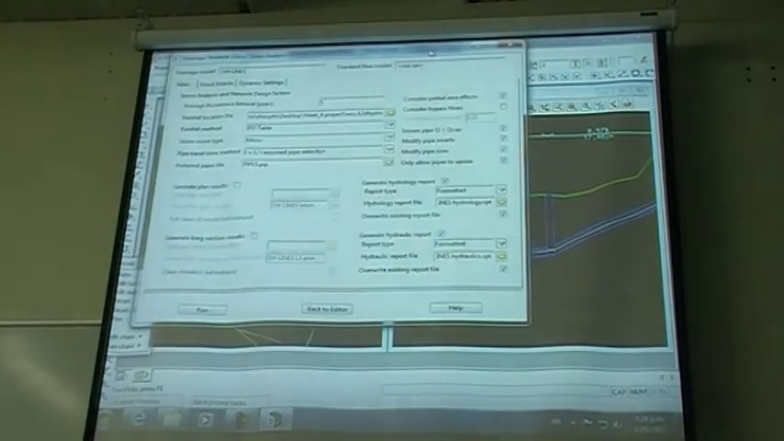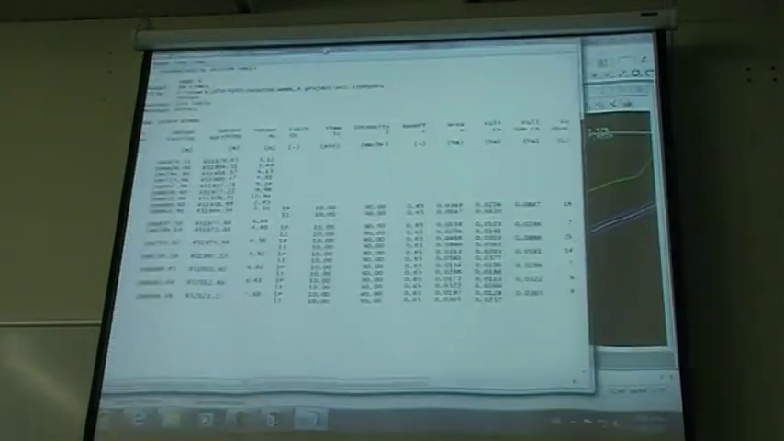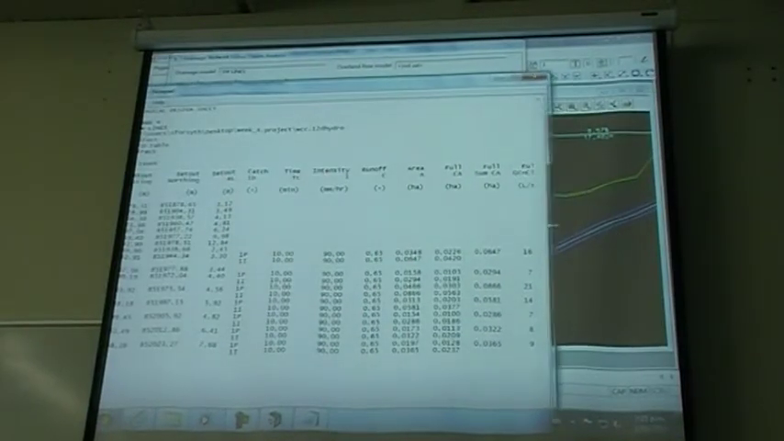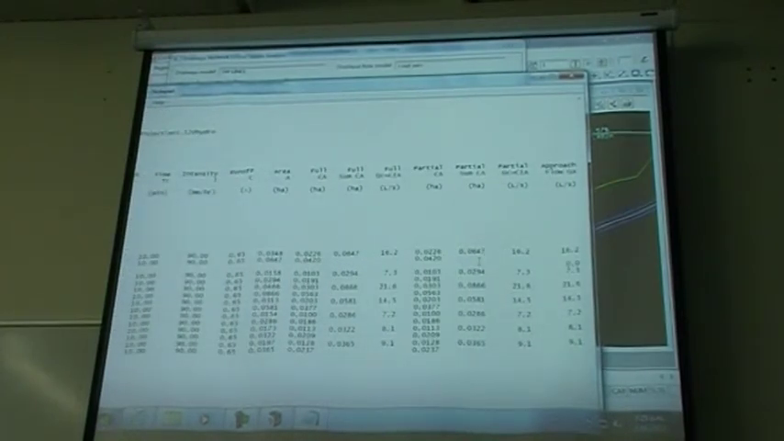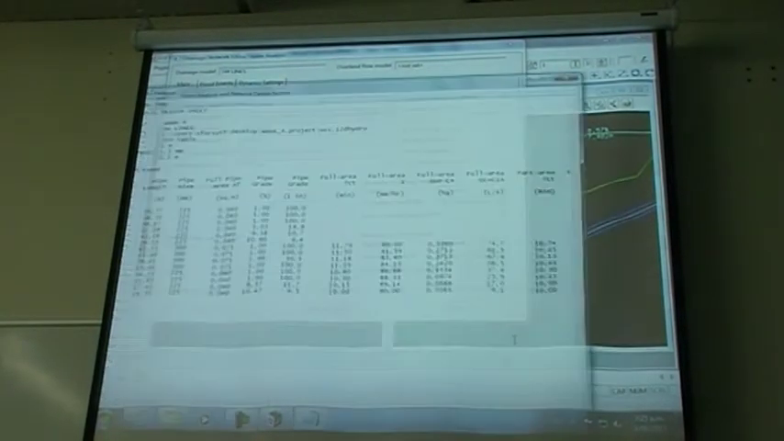Alright, we come and have a look at our hydrology reports. This is under our storm analysis button. I can open up the file that it's written, and you can see how it's made its calculations. There's our time of concentrations, our intensities, runoffs, areas. Okay, that's the hydraulic calculation, the rational formula that's come up with our flows in litres per second. I close that and we go down and have a look at the hydraulics report.